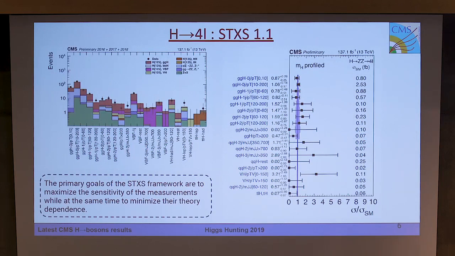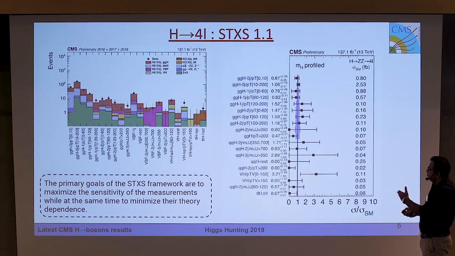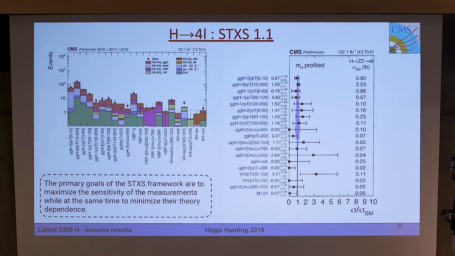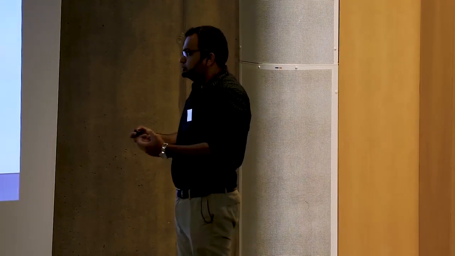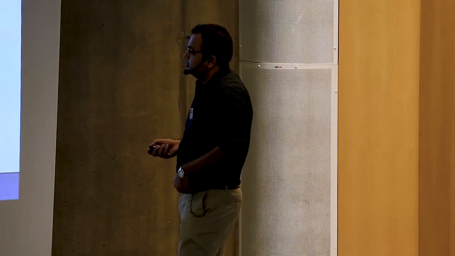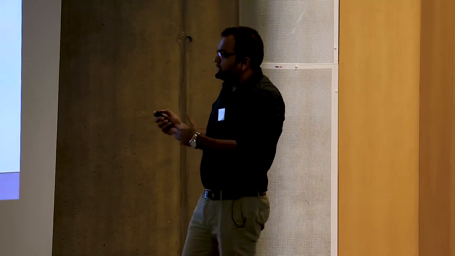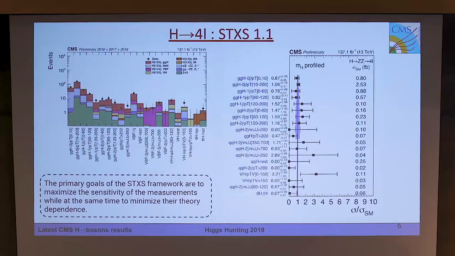So this is the result of the stage 1.1 cross section. You see here the expectation and the observation in various bins. It's not the full stage 1.1. There has been some merging of the bins, which is driven by the availability of statistics and the experimental sensitivity in those bins. You can find the binning structure in the backup, but here are all the bins.